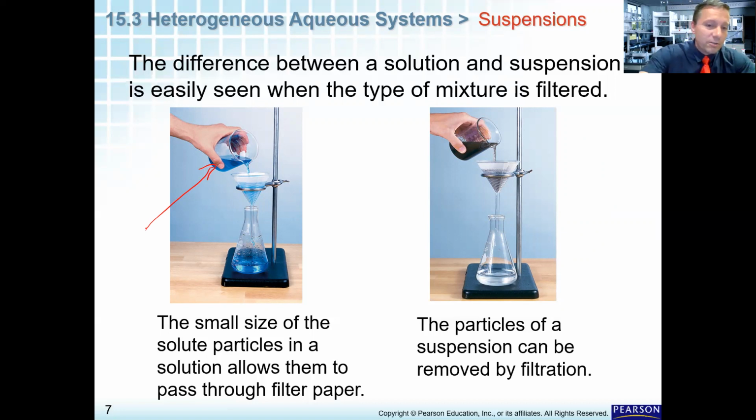Pour it right through, notice on the bottom it's blue. You can't filter out a solution. The only way a solution is separated is by distillation or just allowing the water to evaporate.